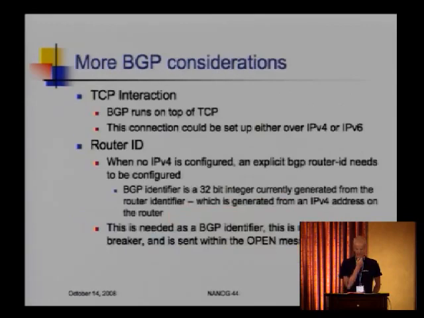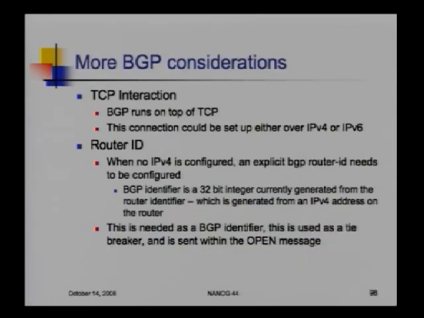More considerations: BGP runs on top of TCP, of course. Connection can be made over v4 or v6, or both. When there's no v4 configured on the box, you need to set your router ID. Again, router ID is a 32-bit integer. You can come up with your own scheme for these 32-bit integers as long as they're unique per router in your network. And it's needed really. If you don't have the router ID, then BGP basically will not start. And you can go and try it out on different routers if you wish to see what doesn't happen.